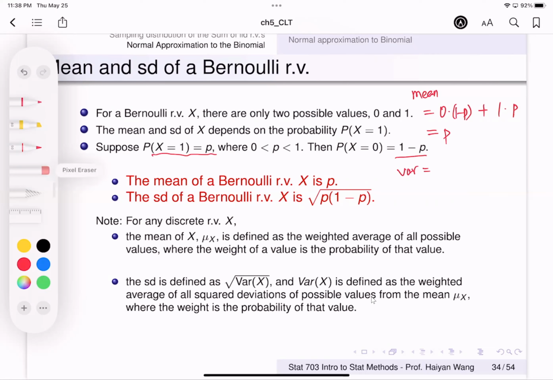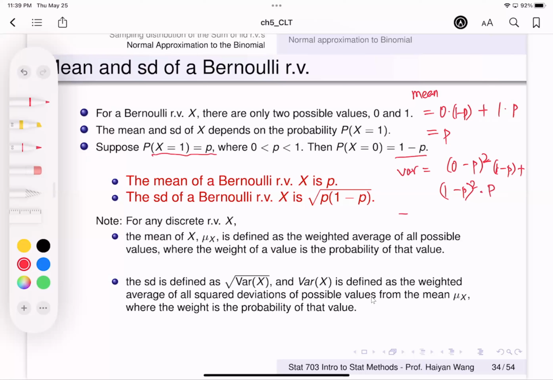So we have 0 as a possible value, and the mean is p. So the squared deviation from the mean is 0 minus p squared, and this is for value 0. We need to multiply its probability. And we also have the value of 1, and that 1 also minus the p, and multiply the probability of 1. The probability of 1 is equal to p.